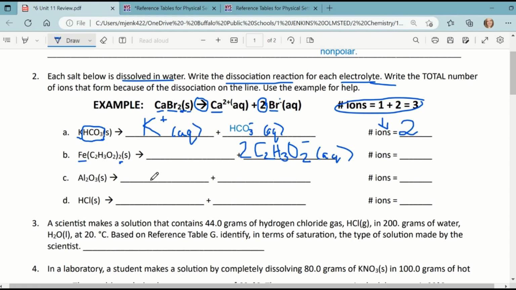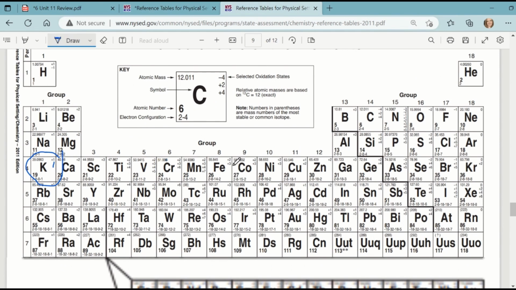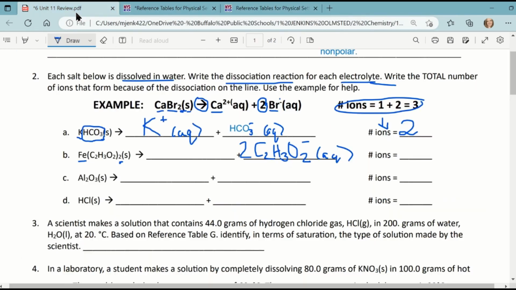Well, we have Fe. What is the charge of Fe? If we go to the periodic table, it has 2 options. But remember, this was -1, and I have 2 of them. So I have a -1 and a -1. So this would have to be +2. So it would be Fe2+ aqueous. So how many total ions? This time 3. 2 of these and 1 of these. All right, next I have Al and O.